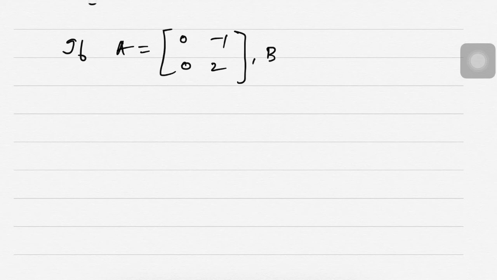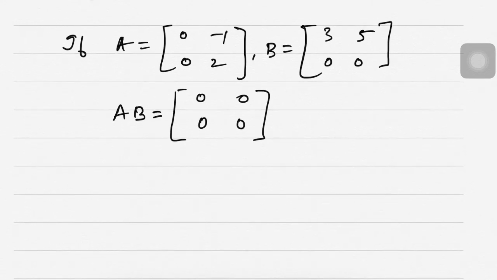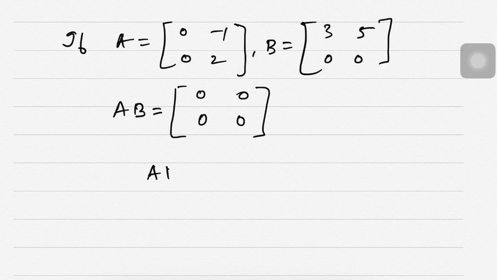If A is equal to [0, minus 1; 0, 2] and B is equal to [3, 5; 0, 0], so AB is equal to [0, 0; 0, 0]. You can check yourself. Now clearly AB is a zero matrix, but it does not imply A is equal to 0 or B is equal to 0.